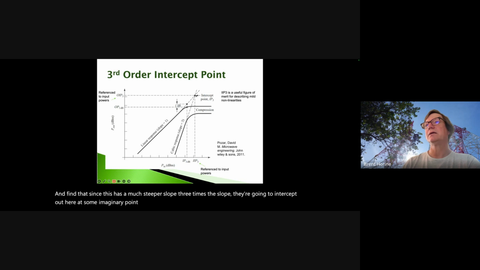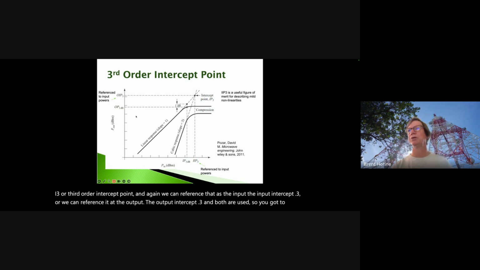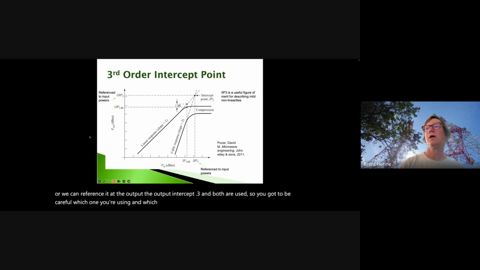You're actually operating down here or down here, but this gives us a nice figure of merit or metric for describing these mild nonlinearities. So where these two extrapolated lines cross, we call that our IP3, or third order intercept point. And again, we can reference that as the input intercept point 3, or we can reference it at the output intercept point 3. And both are used, so you've got to be careful which one you're using in which scenario.